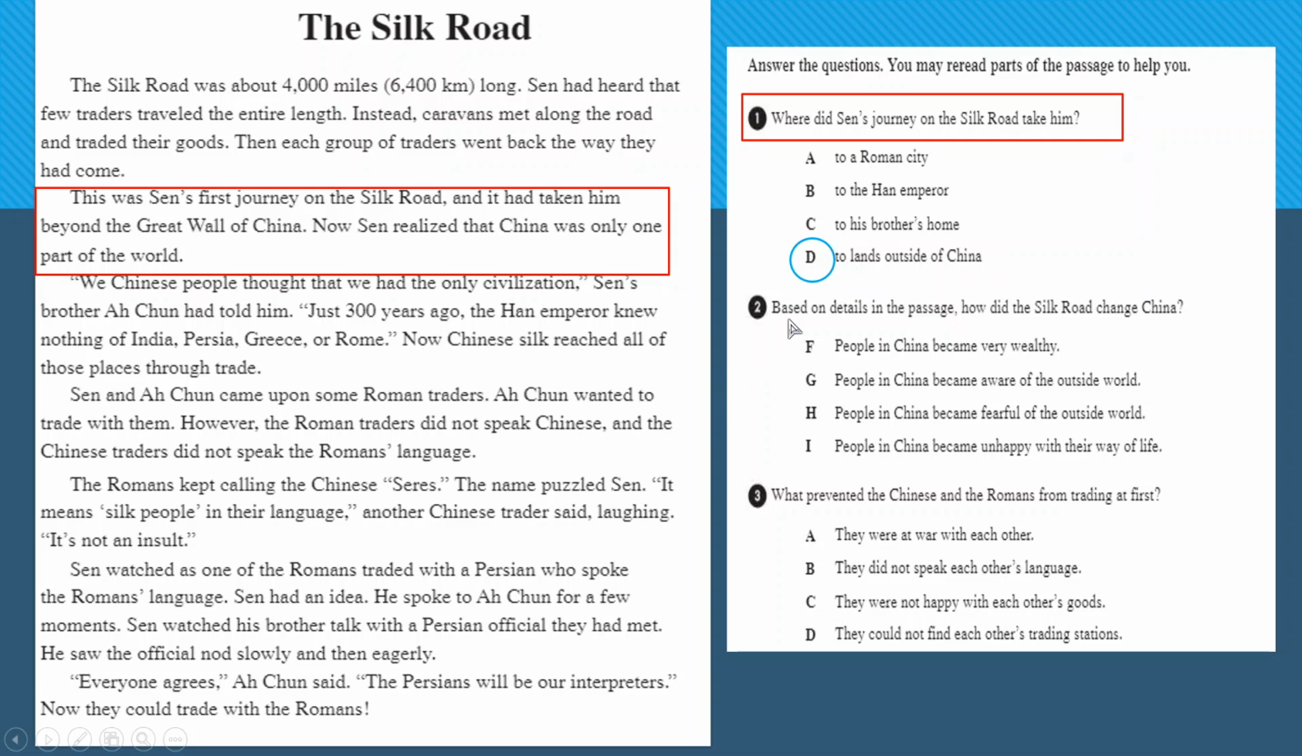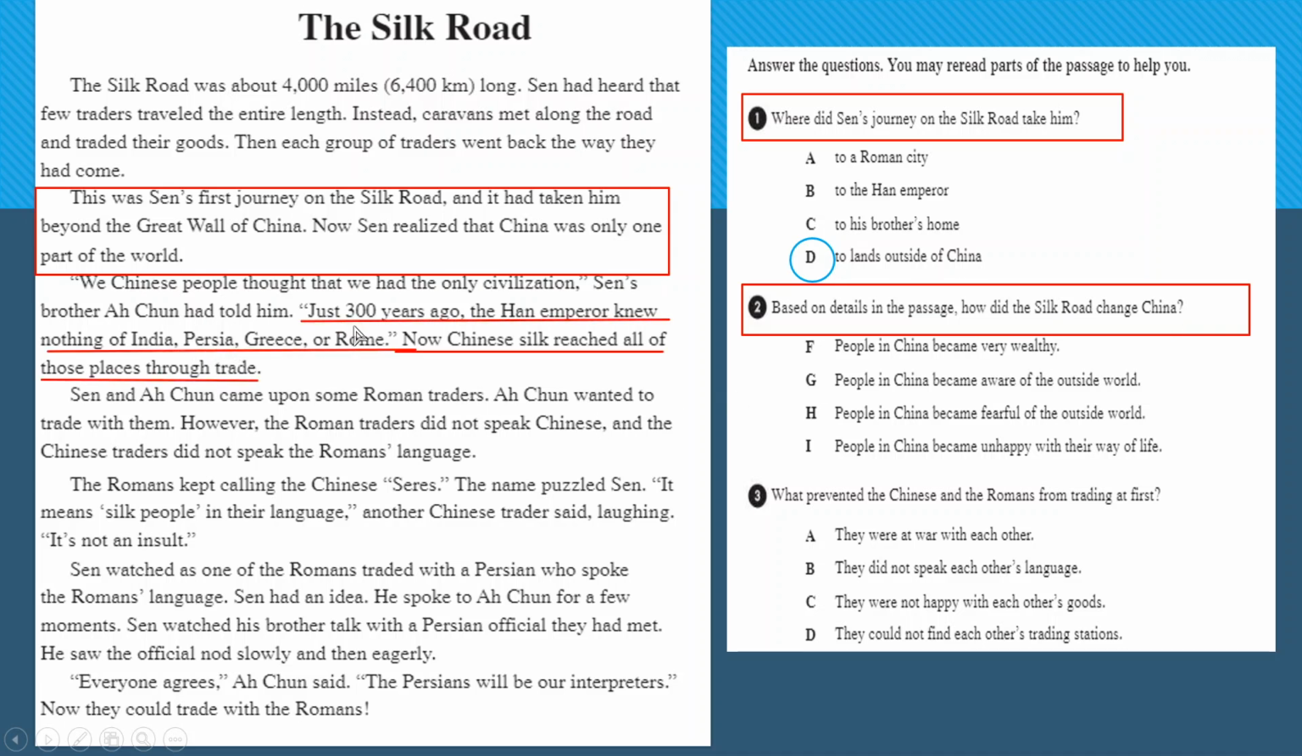Now again, read the second question, and that's based on details in the passage. How did the Silk Road change China? So again, remember to read all the questions first before you go to the reading text, because you need to get an idea about the question so that you will know what to look for. Here you're going to look for how the Silk Road changed China, and that will be in these underlined sentences. Just 300 years ago, the Han Emperor knew nothing of India, Persia, Greece, or Rome. Chinese silk reached all of those places through trade. So 300 years ago, the Han Emperor knew nothing, which means he didn't know anything about these places.